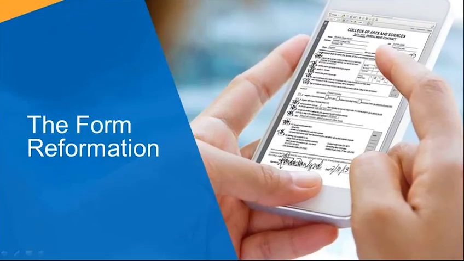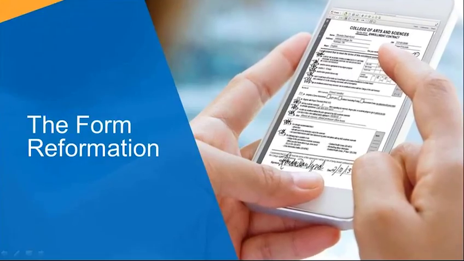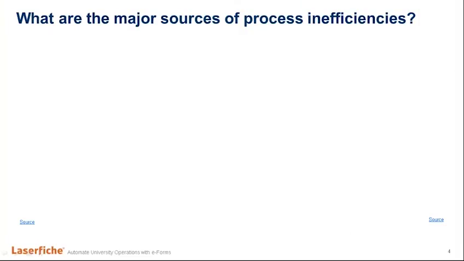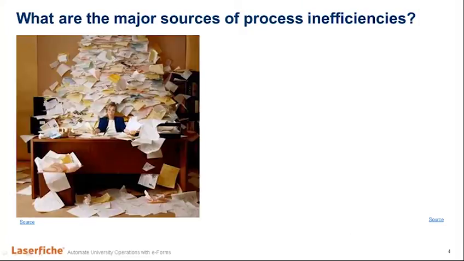The first step in talking about any technology solution is pinpointing the specific business problem you're trying to solve. From our many years of experience working closely with higher education institutions, we've discovered that there are a few main sources of process inefficiencies that we've heard time and time again. The first, of course, is paper.